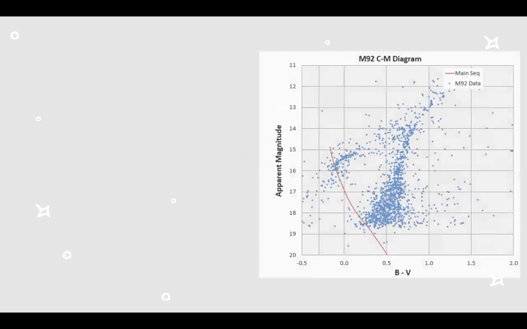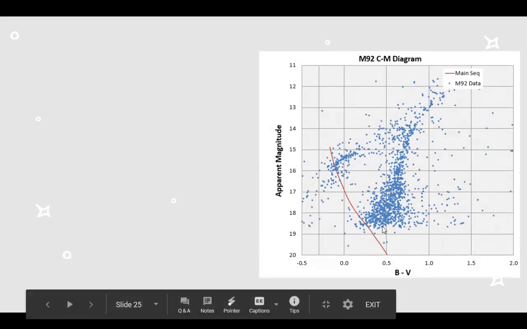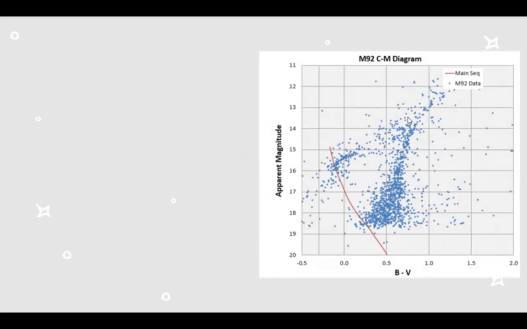And then click. So this is what our diagram ended up looking like. Each one of these blue dots is one of the stars, and that red line is the main sequence. So as you can see, most of the stars in M92 have evolved off the main sequence. So that's super interesting. There are still more along this main sequence, but they're too dim for our telescope to pick up on. And click again, please.